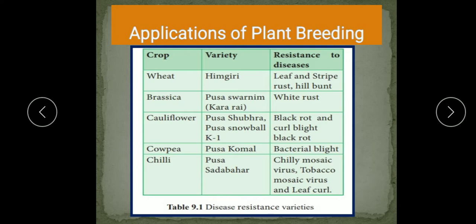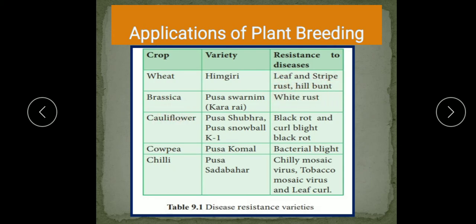Some varieties of common crops have been generated by plant breeding techniques in order to make them resistant to different types of diseases. Let me see what these crops are. As per the syllabus, these are the crops and varieties you have to learn, and the diseases they are resistant to. The first crop is wheat, variety Himgiri. It is resistant to leaf and stripe rust.